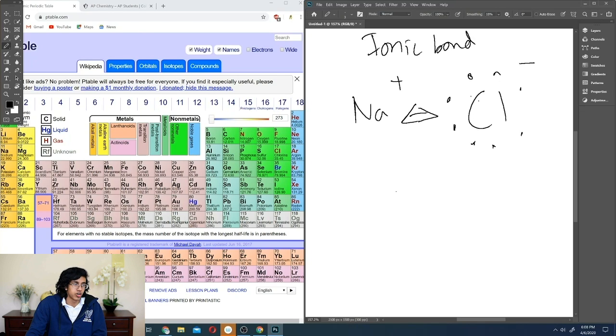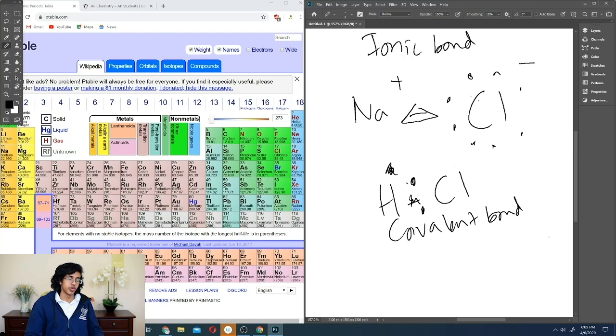Of course, the other type of bond is a covalent bond, which is where, if hydrogen had 1 extra electron and chlorine had 1 missing electron, they share their electrons so that they both are happy. And that is what a covalent bond is. But we are talking about ions, okay?